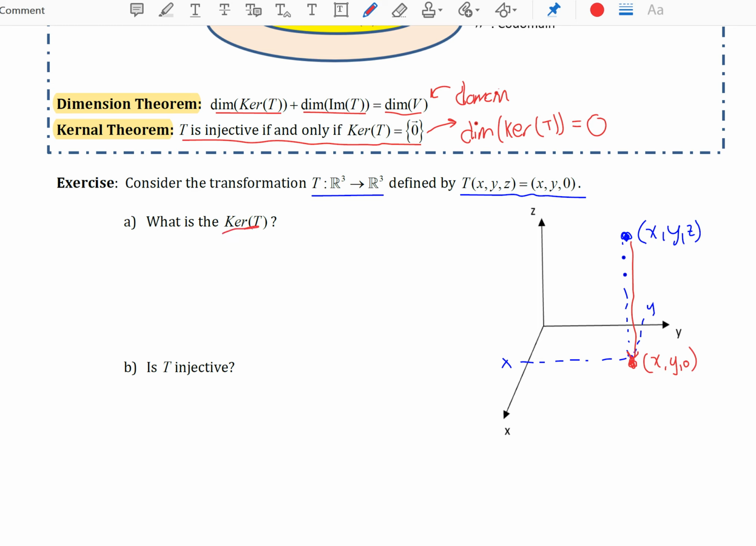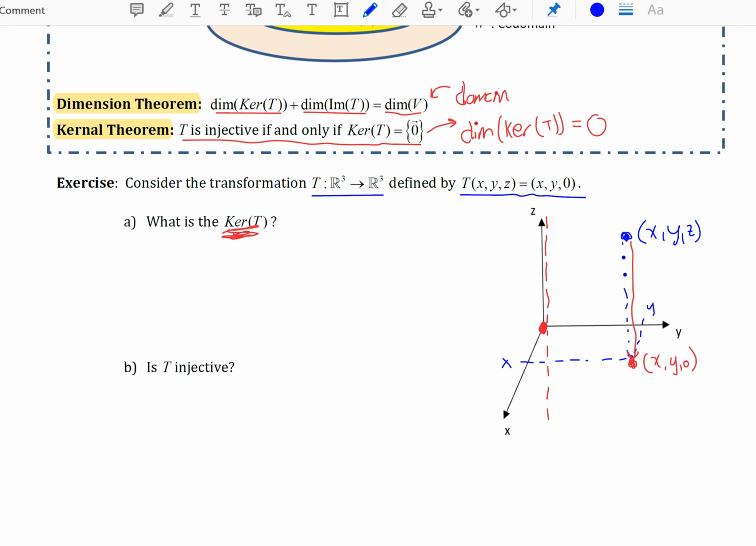And I want to know what is the kernel. What are the things that get mapped to 0? What are the things that get mapped to this point in our codomain? I want to say the only things that get mapped to that point are the things that live on the z-axis. Of course, they could live above the z-axis, or below the z-axis. Anything on the positive or negative z-axis will always get projected onto the origin.